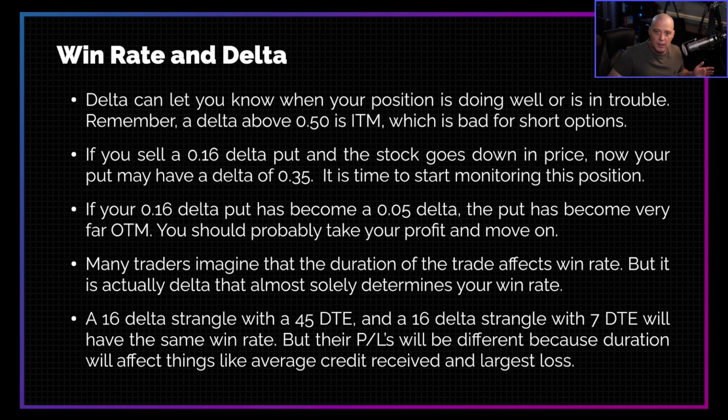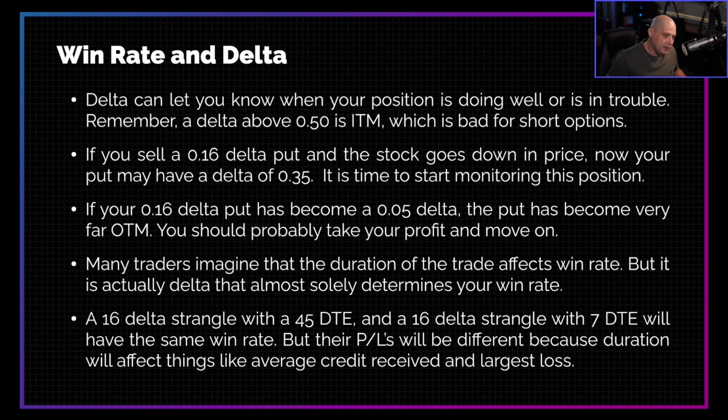What if that short put is working for me? Let's imagine I sell that same 16 delta put and the underlying stock goes up in price. And now that short put, instead of having 16 deltas, only has 5 deltas. Well, that put has become very far out of the money. It's a big winner. I should probably take my profit and move on, because if I've taken a 16 delta put all the way down to 5 deltas, there's really not much juice left to squeeze out of that short put, right? I should just go ahead, take the money, and run.